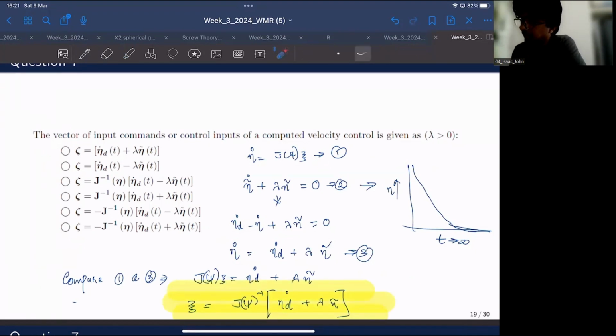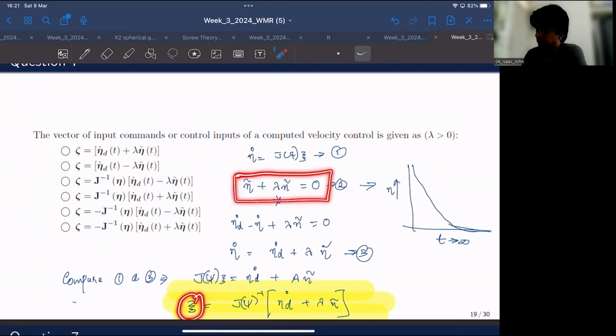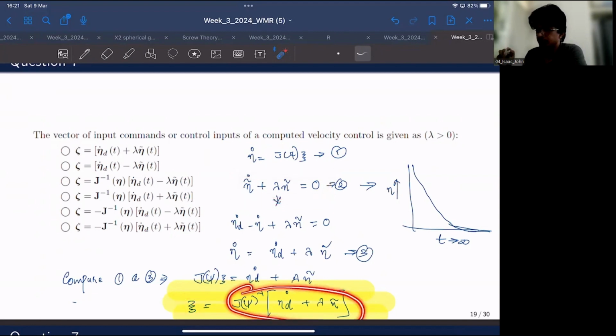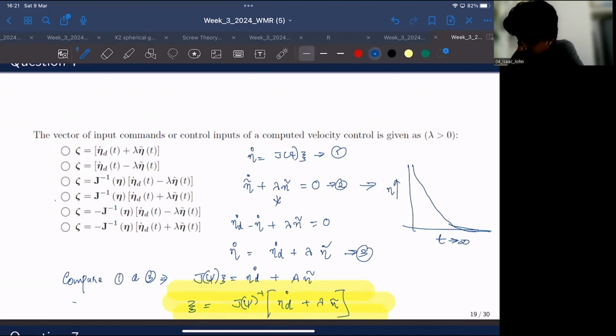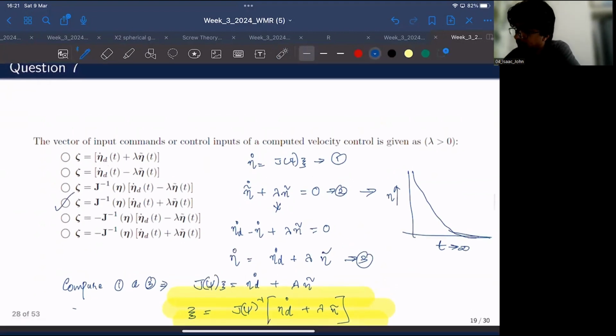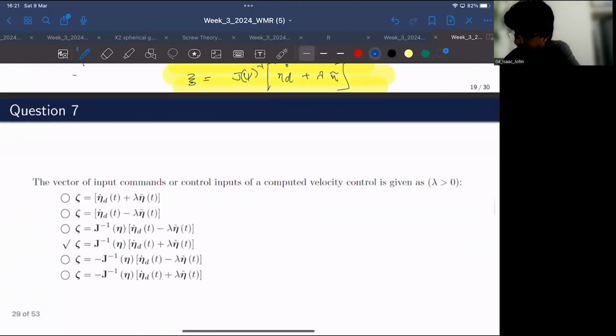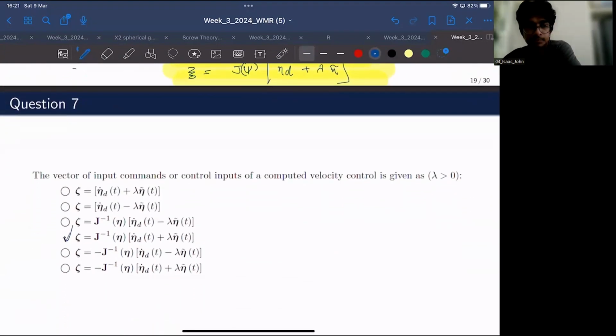So this is essentially the computed velocity control, right? In order for the system to follow this first order dynamics, the control input theta should be this, which makes the correct answer, I believe, option D. I suppose for question 7, that is option D. Yes, that is indeed option D.